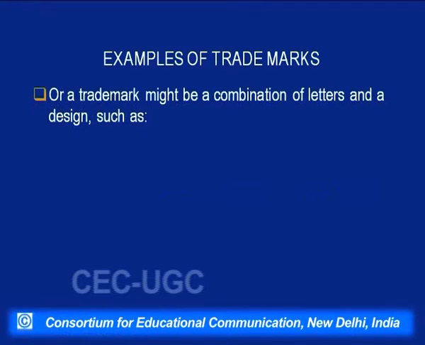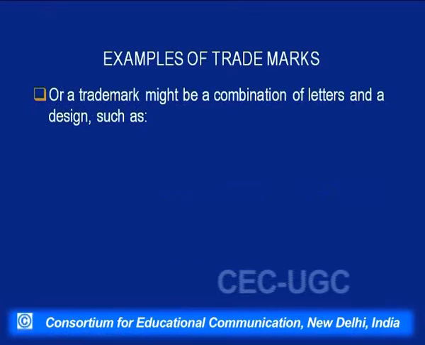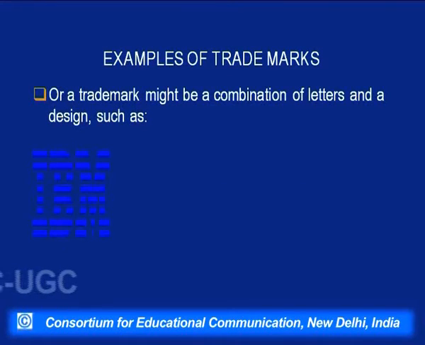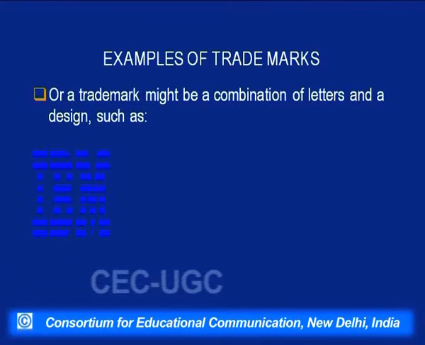Well, it can be a combination of letters and a design. A trademark can be a combination of letters and a design, such as, you see, IBM. Well friends, the word IBM is a combination of letters and it can be used by the owner of the trademark as a trademark. It is just a combination of three letters, I, B and M, written in a stylized manner, and the color combination is very peculiar, very unique.